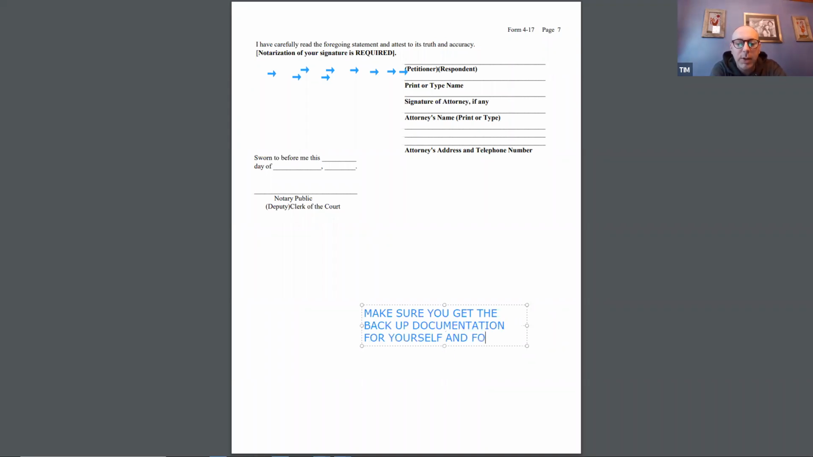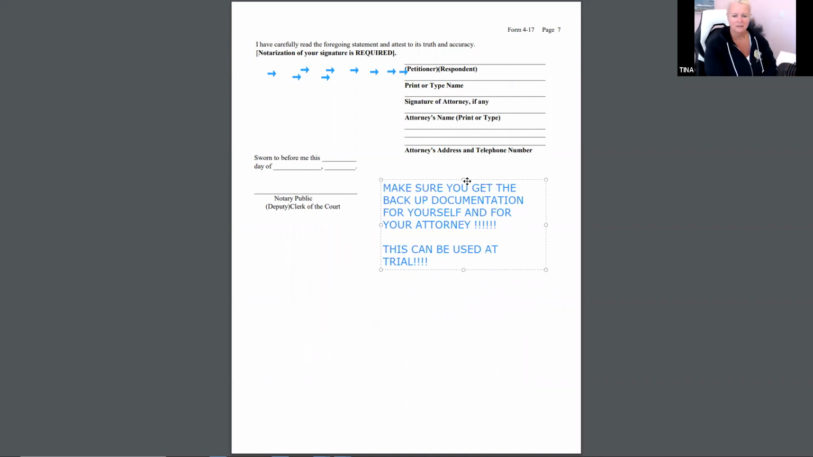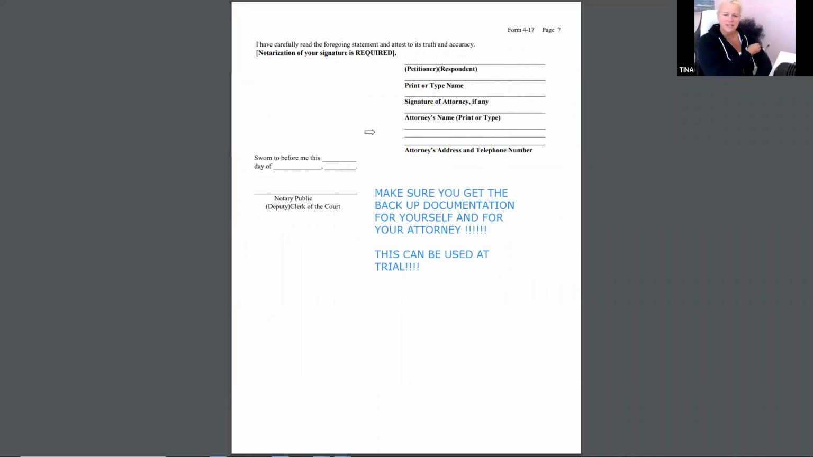There you go. Make sure you get the backup documentation. It will save you money. It saves you money in the long run if you're working with an attorney. Also, it saves you time in litigation before the court. If you can get it all up front, it's less time having to adjourn. It's less time the judge has to wait for you to find it. And it makes your life easier.